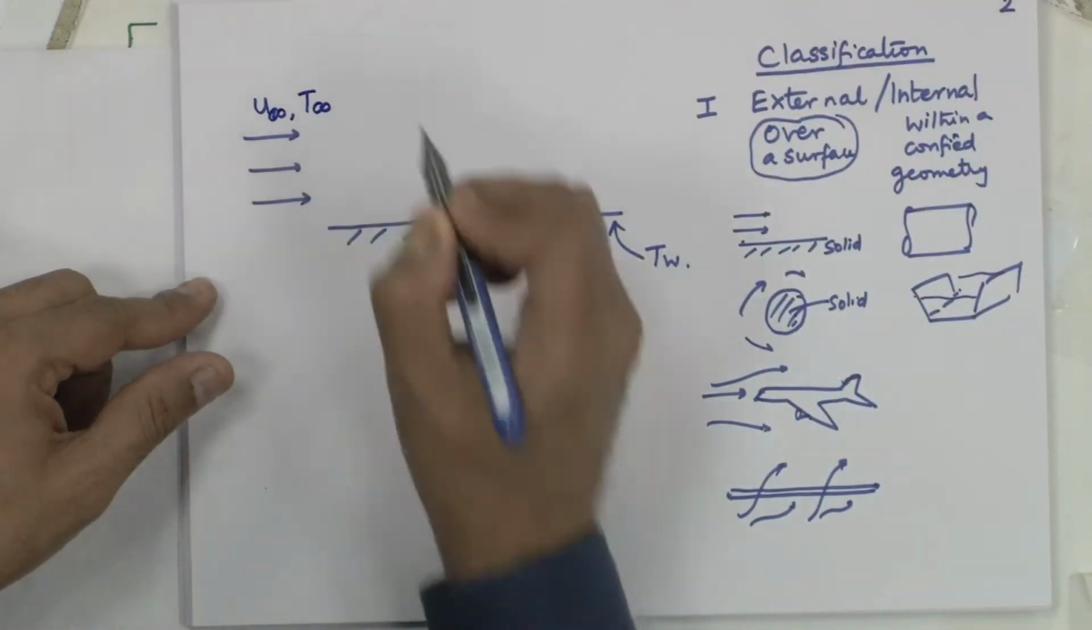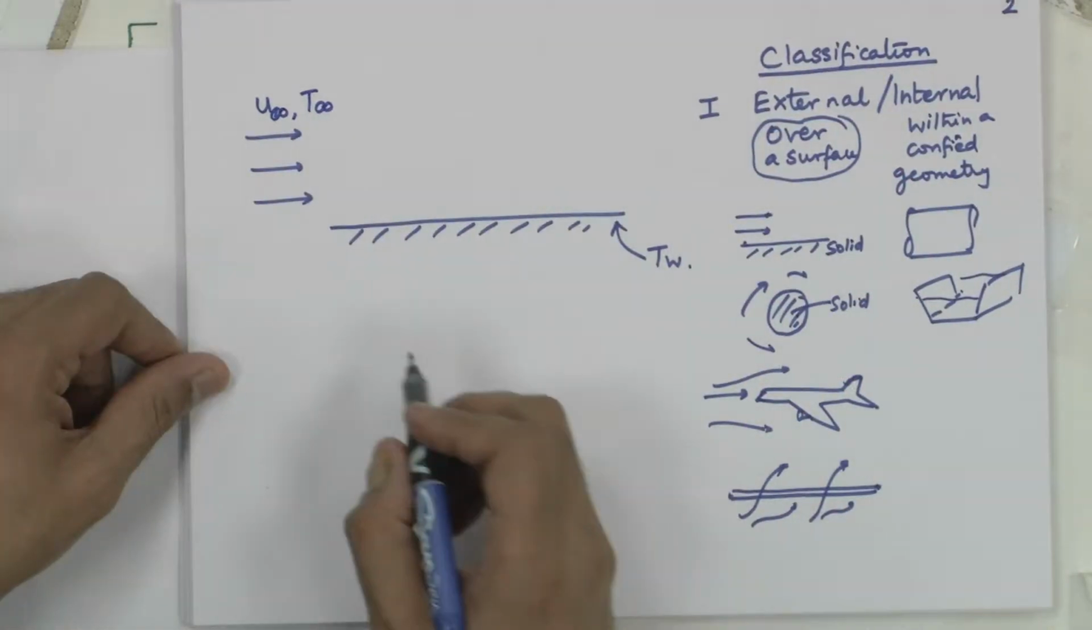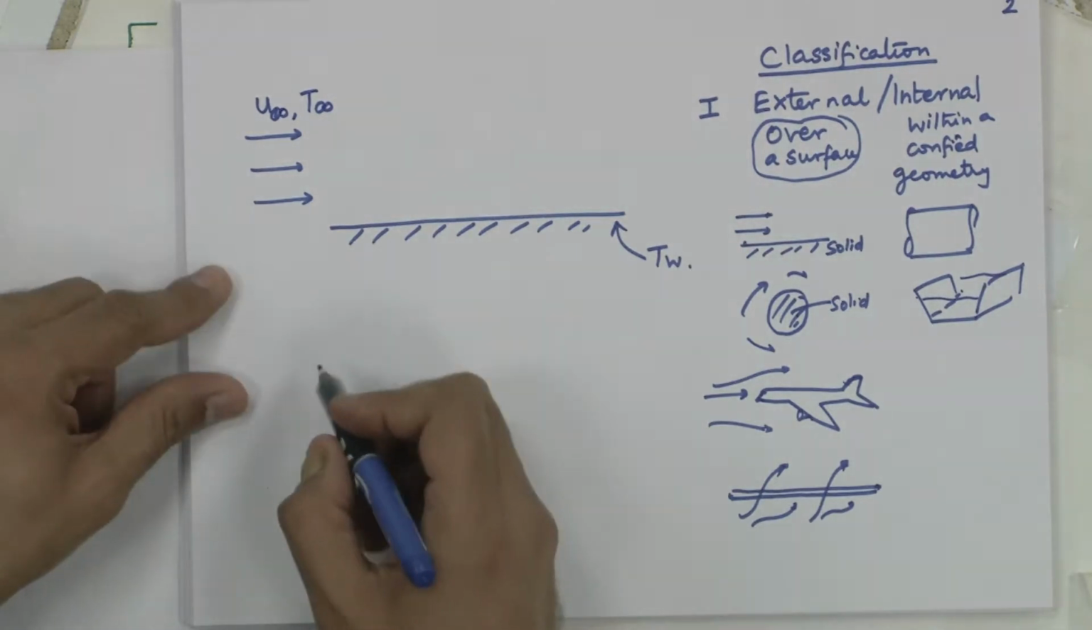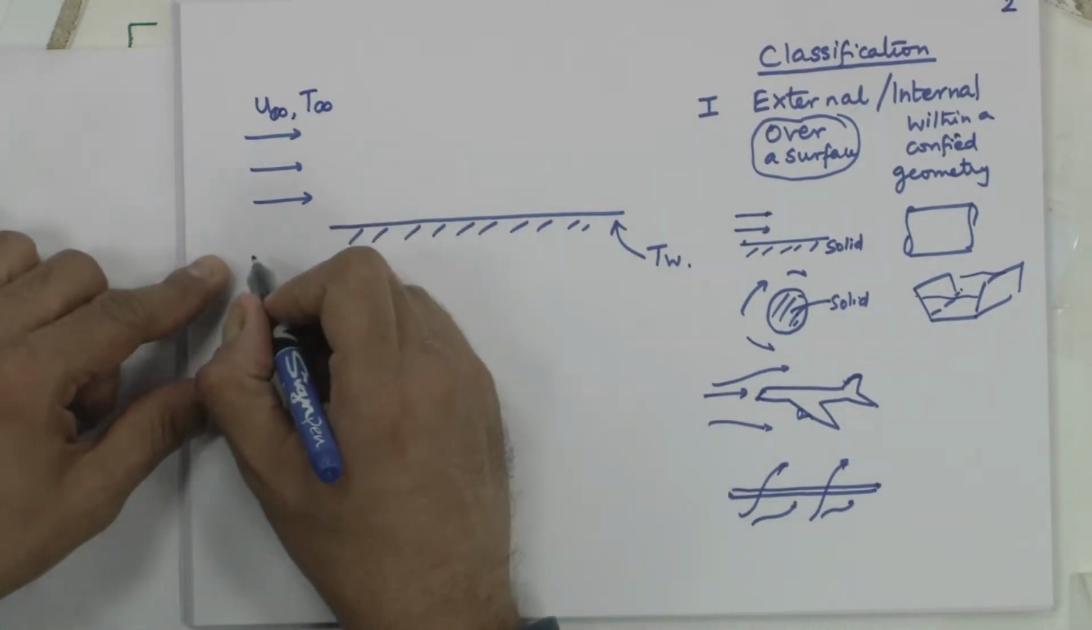In all these cases, heat transfer is occurring. So external flow, as you would have seen in fluid mechanics, we have what we call a free stream velocity, and you have a free stream temperature, U infinity, T infinity. This U infinity and T infinity are taken as constant.